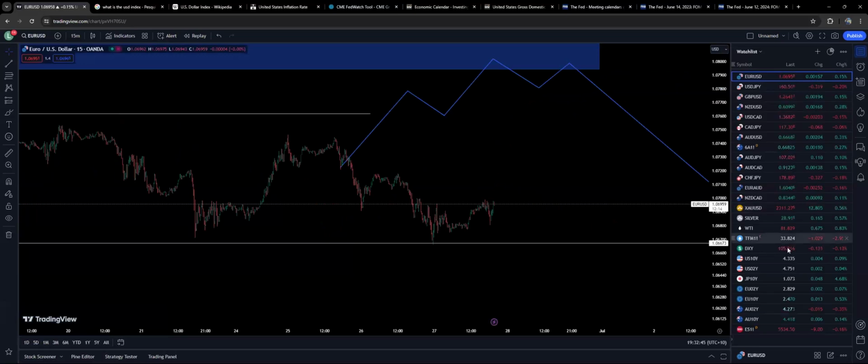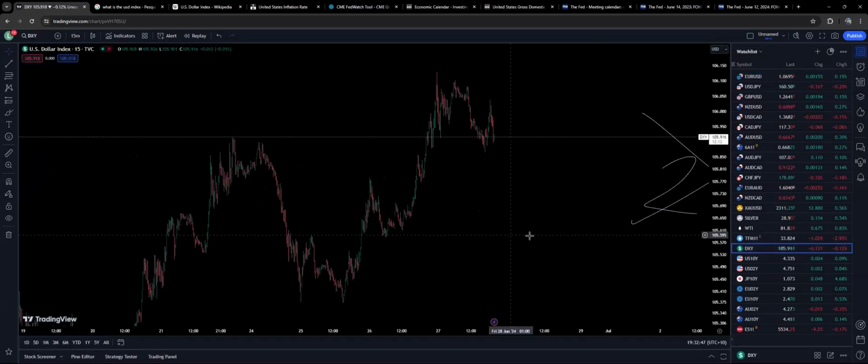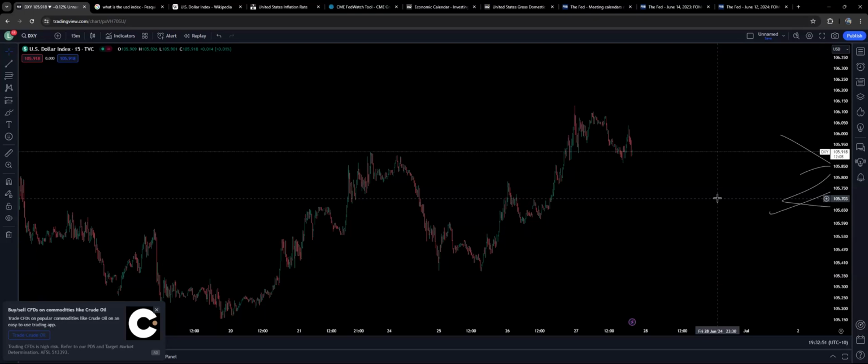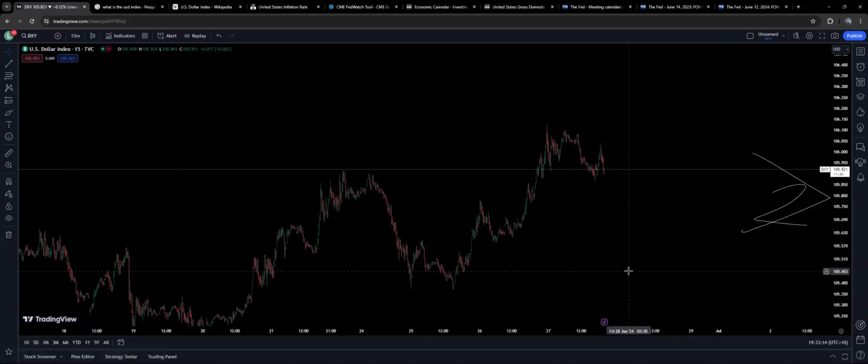The US dollar could see some further gains, particularly if the weekend's political developments align with market expectations. However, the significant movement will depend on next week's data, especially regarding the NFP and the labor market conditions. So that's my view on the US dollar.